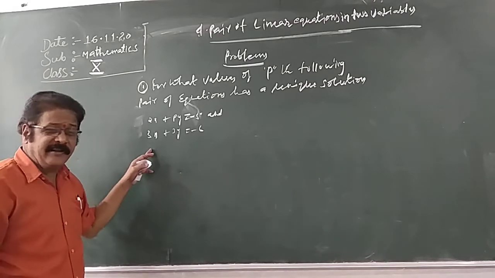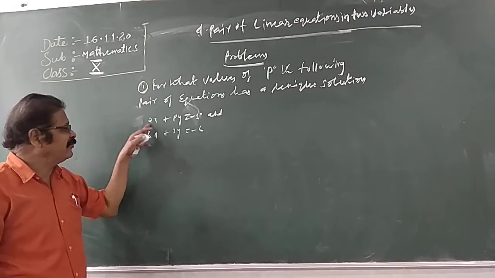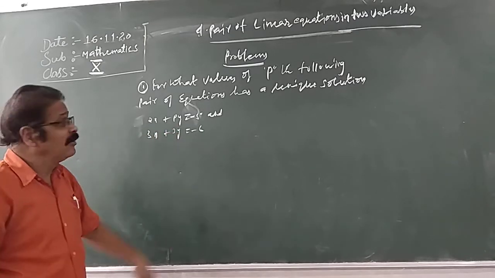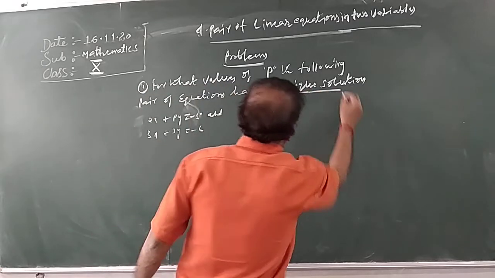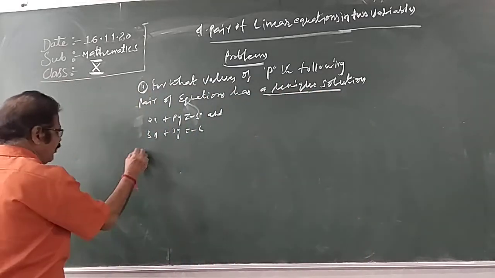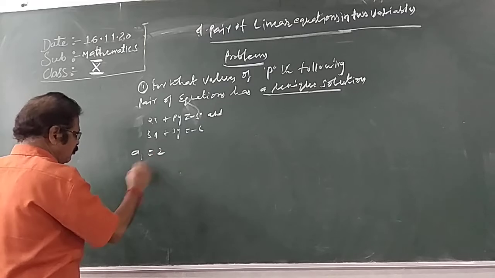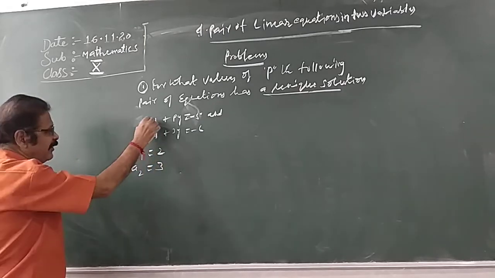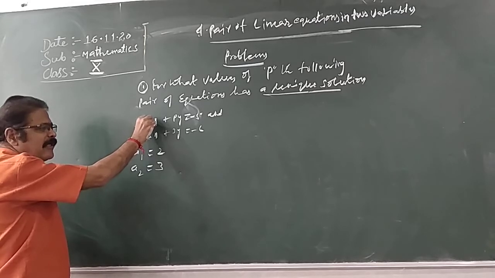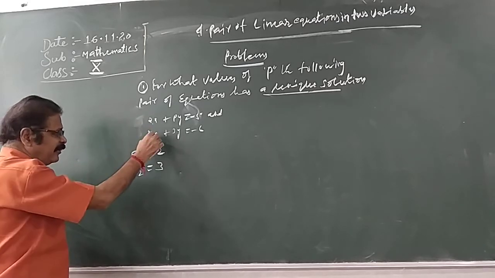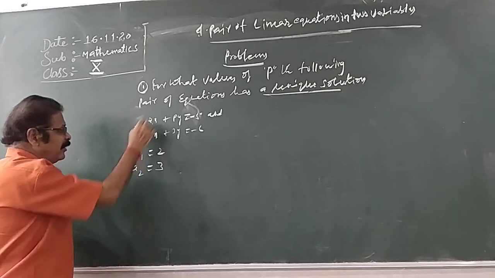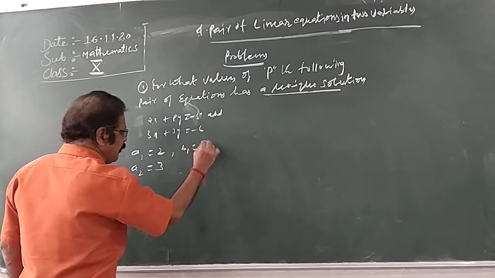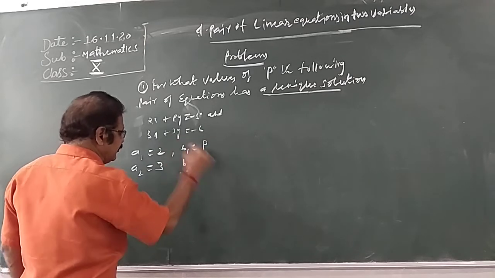In the second linear equation the x coefficient is 3 and the y coefficient is 3. In the first linear equation the x coefficient is 2, and the y coefficient is the unknown term. This you have to find out. What is the condition here? It has a unique solution. Before that, write a1 equal to 2, a2 equal to 3. These are the x coefficients: the first equation's x coefficient is a1, the second equation's x coefficient is a2. Next, b1 equal to p, b2 equal to 3.